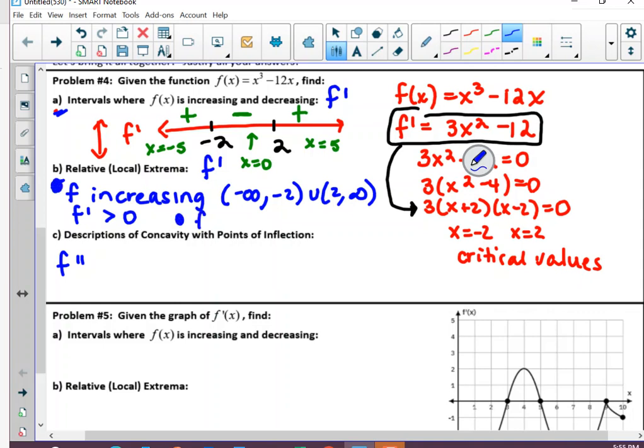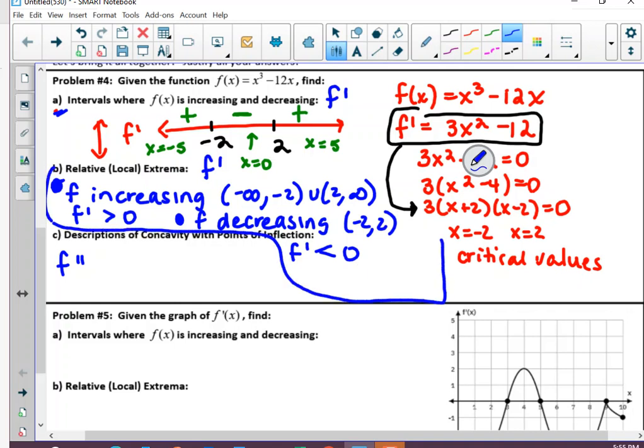Second thing I know, that f is decreasing on the interval from negative 2 to 2 because f prime is negative. I'm going to kind of block this out. Oops, I'm not going to have enough room to write conclusions.